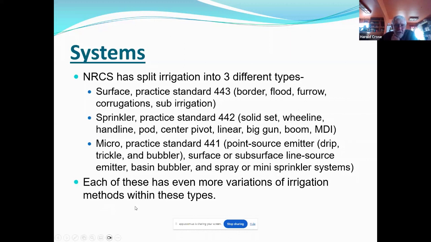And then each of these has even more variations of irrigation methods within these types. And so, even though you're running a sprinkler system, there could be various other types, wheel line systems, big gun systems fall under that. So there's other types of systems that can come into play, but the principles remain the same that we'll be talking about when we get into the actual planning.